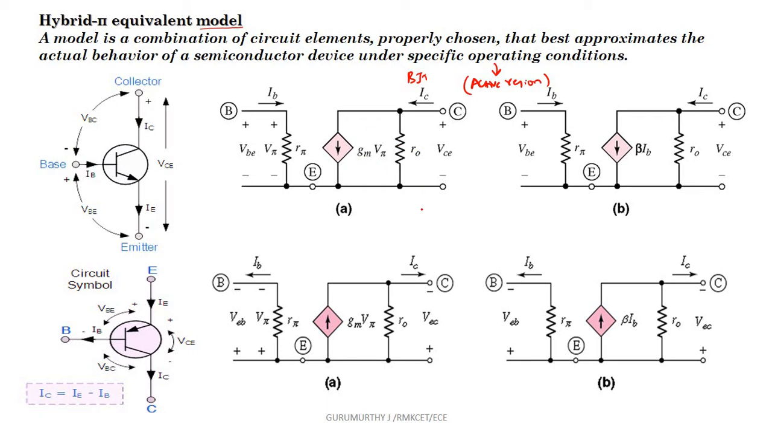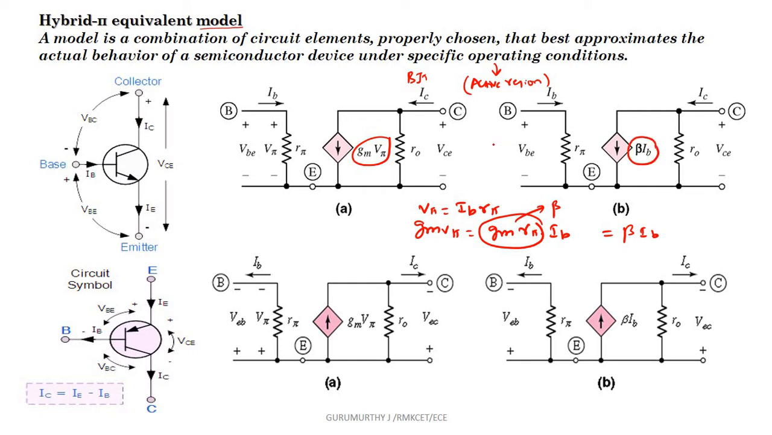This V pi is nothing but the voltage across R pi. So the voltage across R pi is IB into R pi. When I write gm V pi, it is gm R pi into IB. This gm R pi is nothing but beta, so I could replace this gm V pi by beta times IB. Both are equivalent, one and the same.